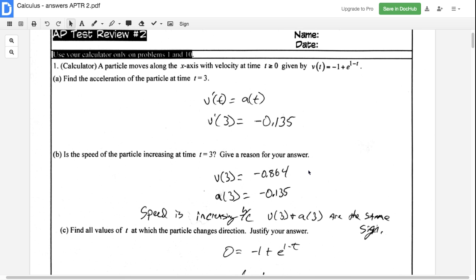All right, answers to AP test review number 2. Number 1 is a calculator problem, so make sure we're using our calculator. A particle moves along the x-axis with a velocity at time t greater than or equal to 0 of v of t. Find the acceleration, so make sure we show them we know that v prime of t equals a of t, and then we're just going to plug it in our calculator.